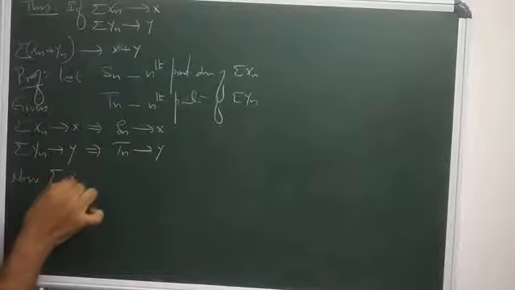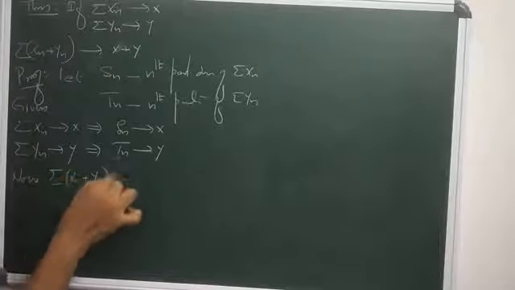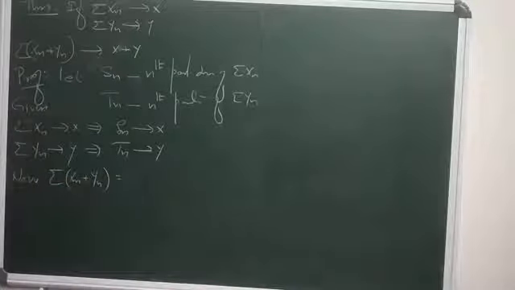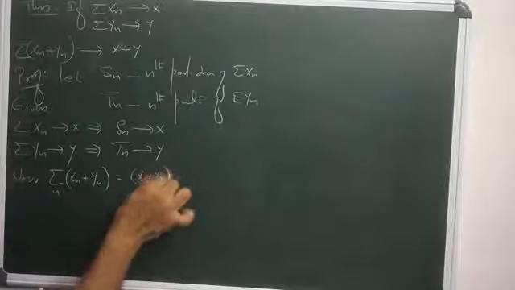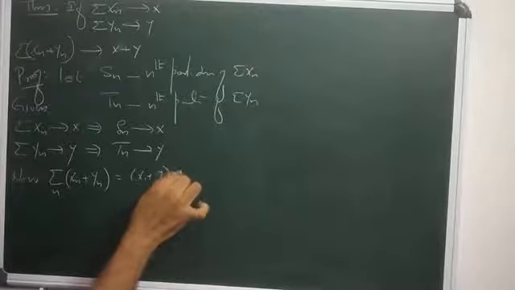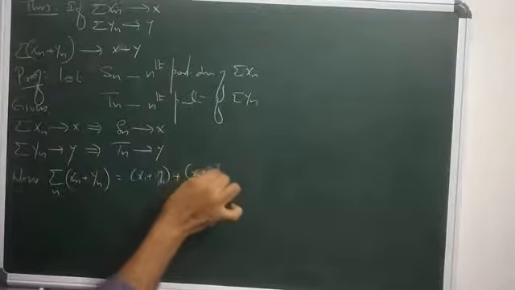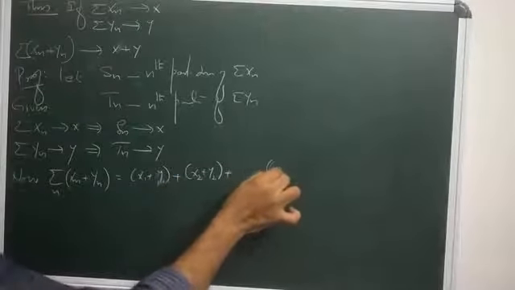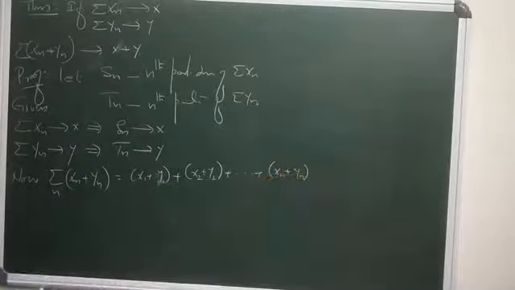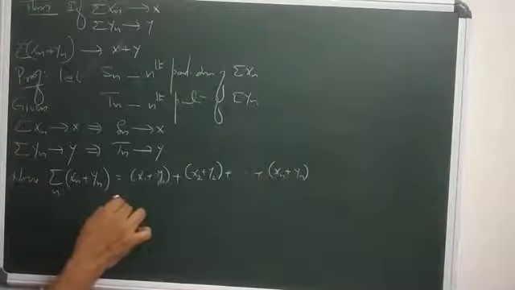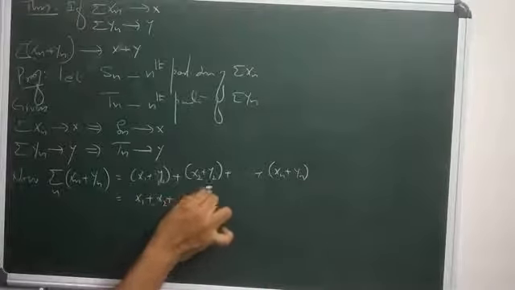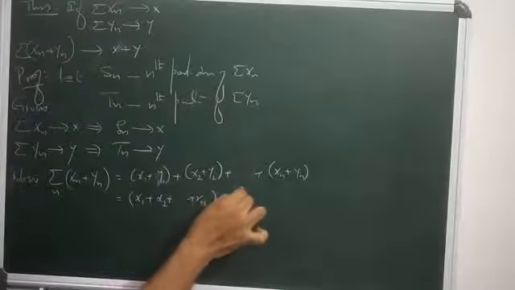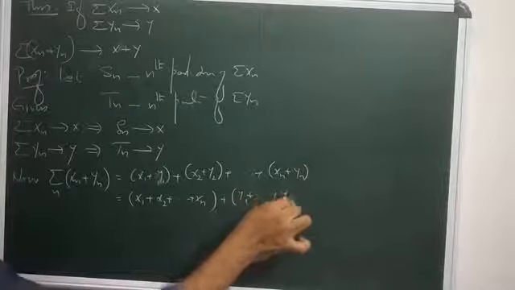sigma xn plus yn. What is sigma xn plus yn? Sigma with respect to n, xn plus yn equals x1 plus y1, plus second term x2 plus y2, plus etc., plus xn plus yn. Okay, that equals x1 plus x2 plus etc. plus xn, plus y1 plus etc. plus yn.